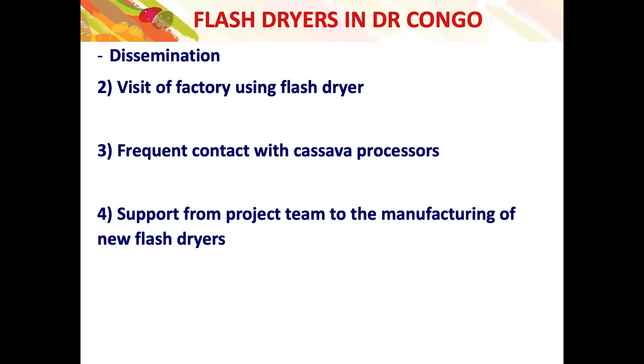And then we are also making a lot of contacts with cassava processors. We are talking to them, pushing them, helping them to get in contact with the fabricators. And we're also getting support from the FastDry team in the manufacturing of new flash dryers. What I can say is that from 2020 up to now, all the flash dryers manufactured in DRC are done in collaboration with the flash dryer team. So the specifications are coming from the flash dryer team.